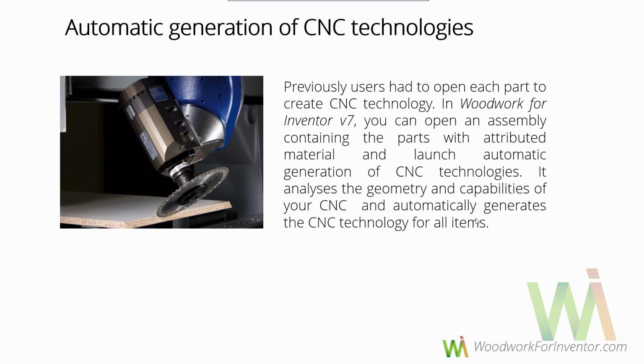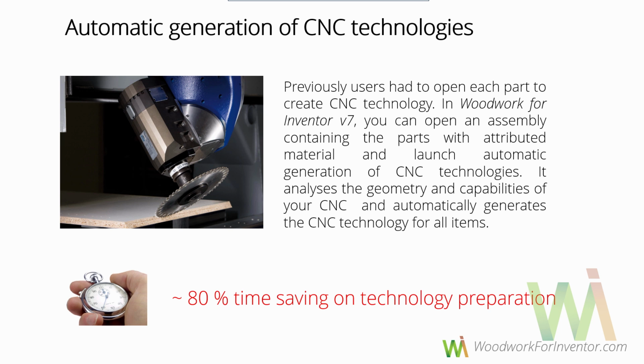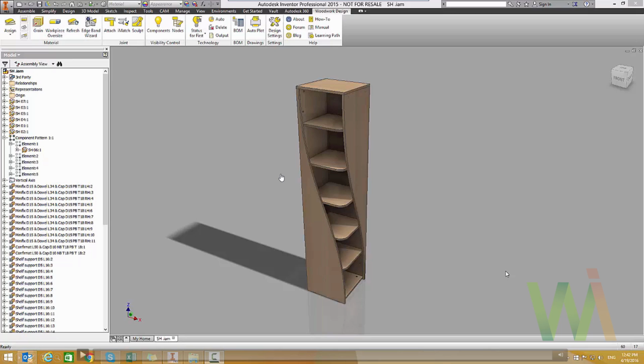In the next step, the system analyzes the geometry and capabilities of your CNC machine and automatically suggests the best solution for the CNC technology for all the items in your assembly. Our calculation shows that this new improvement saves up to 80% of the time on technology preparation. So now let's take a look at how it happens. I have a short video for you.